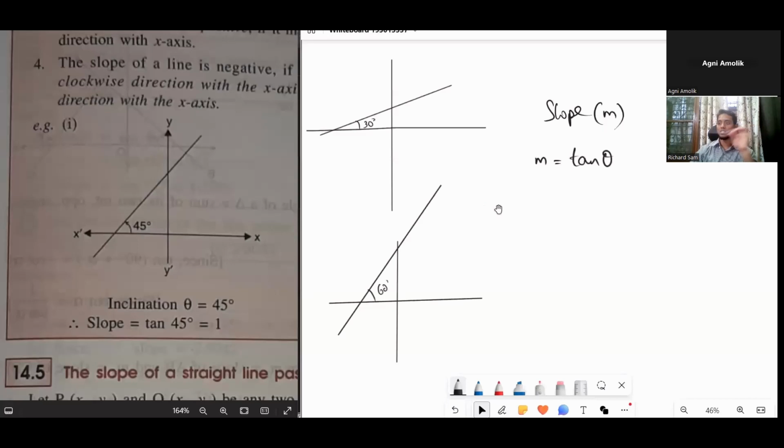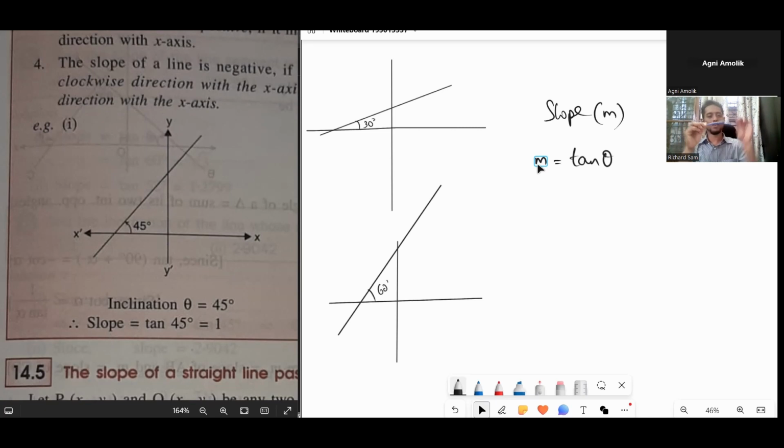Slope and inclination are not the same, but they relate to each other. Theta is the inclination and m is the slope. Inclination is an angle, in degrees. Slope is a number. Now, for this line, what is theta? 0. The slope is also 0. There's no slope. It's a flat road.